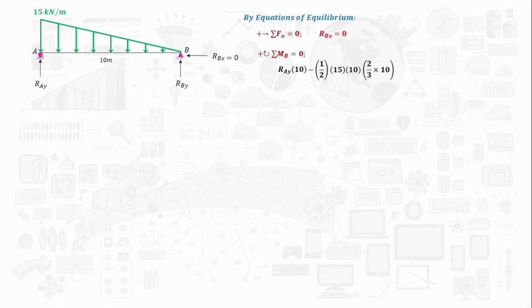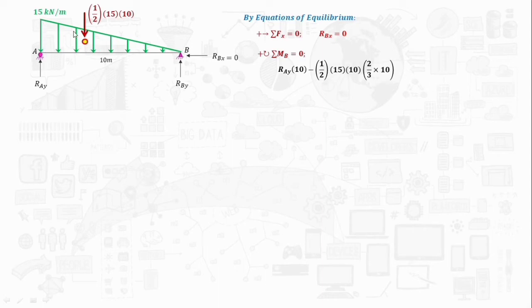Pwede natin i-represent yung non-uniformly distributed load into a single load by determining its resultant force, or si resultant load. So, si single load, ito lang, yung parang area lang ng ating load. So, 1/2, 15 times 10. Meron na tayong representation, or yung resultant force, and mag-a-act yan siya sa centroid nung load natin.